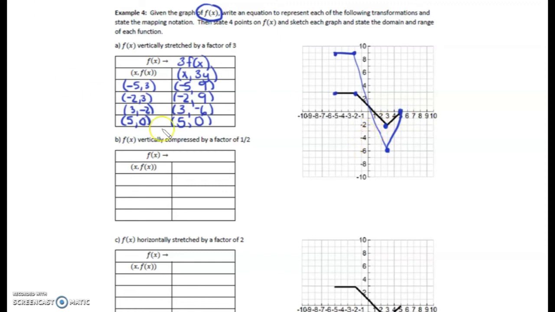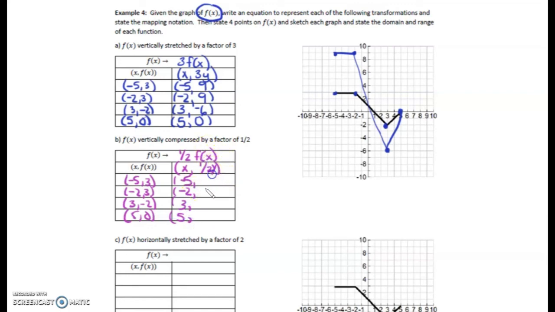Now we're going to do the same thing, except we're going to compress it by a factor of a half. So how that would look in the equation is 1/2 of f at x. So we're going to take every x and just graph it, but every y we're going to half it. So let's list the original points, -5, 3, and these points are going to be the same all the way down, for all 4 examples. The x's we're going to keep, so -5, -2, 3, and 5. And this time, we're going to half all of the y values.